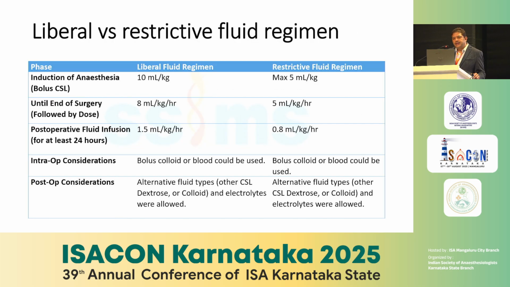Some of the differences between the liberal and the restrictive fluid regimen. In the liberal fluid regimen, induction phase, the total volume of fluid transfused is 10 ml per kg, whereas in the restrictive fluid regimen it is a maximum of 5 ml per kg. Intraoperatively, 8 ml per kg is the liberal fluid regimen, whereas for the restrictive fluid regimen it is 5 ml per kg. The postoperative fluid infusion is 1.5 ml per kg per hour, whereas restrictive is 0.8 ml per kg per hour.